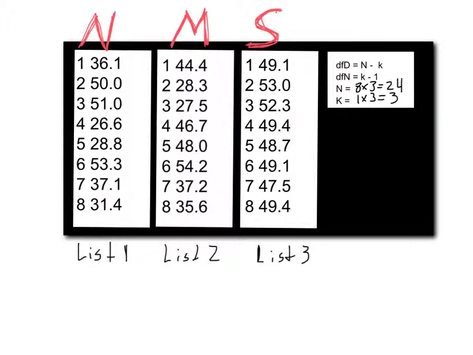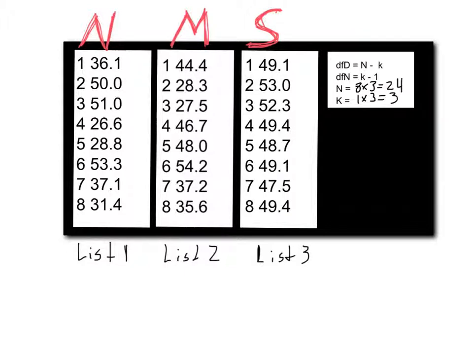Now, before us is the data table with the 8 sections from Northern England, Middle England, and Southern England. Also represented in front of us is our n variable and k variable, and that can be solved for directly there. We have 8 pieces of data with 3 lists, giving us 24 and 3 respectively.